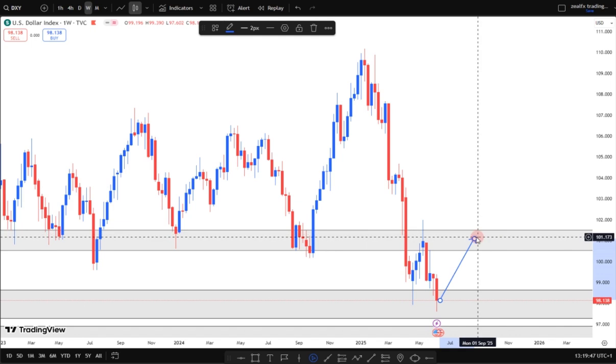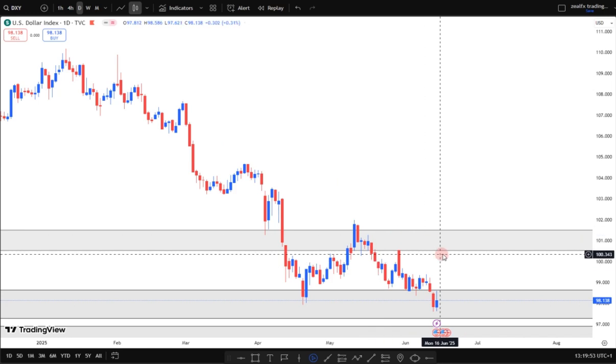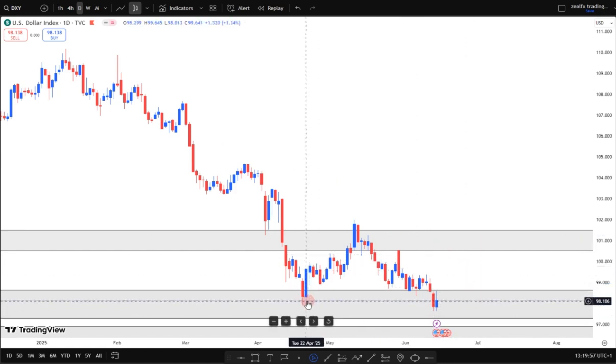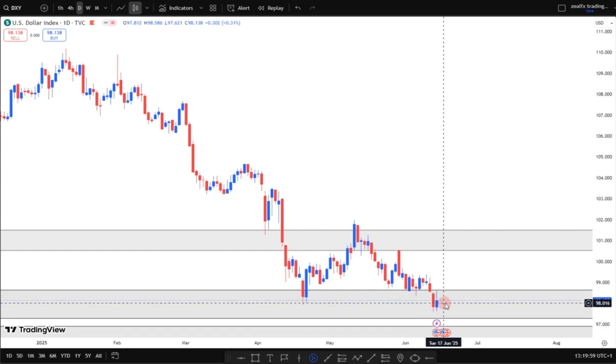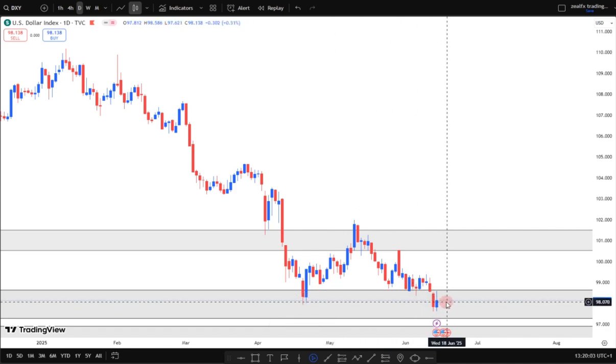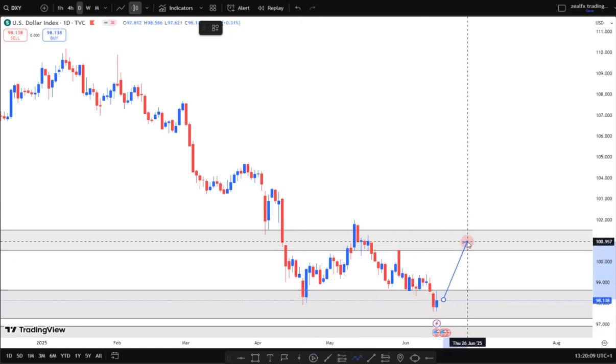So let's look at the daily chart of the DXY. On my daily chart, you can see currently we are still on the support level on the daily chart also. So now we are on the daily support level and price tested this resistance and closed below the resistance, which means price closed on the support. So we expect the DXY to push to this next resistance level.